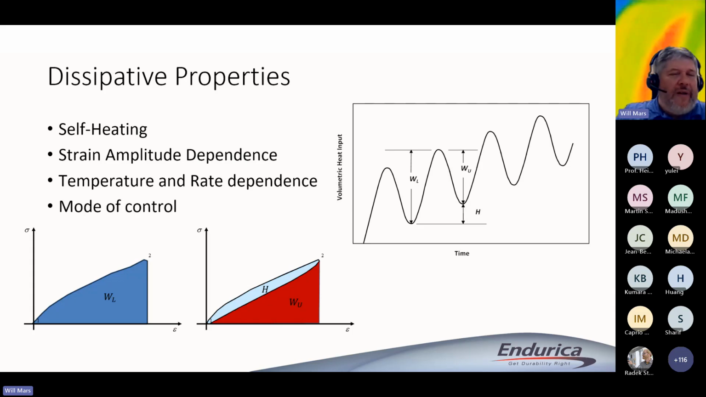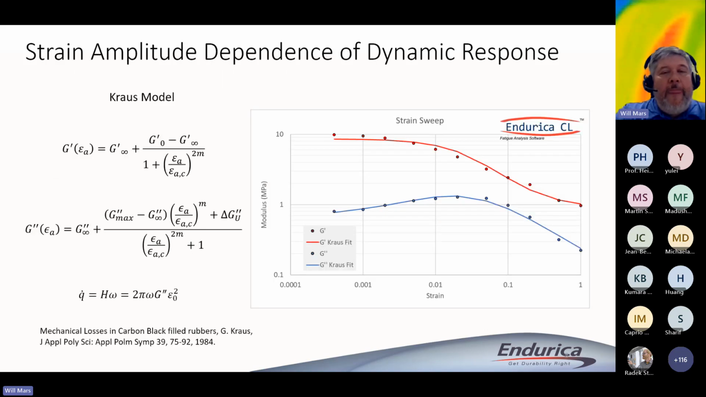So we'll talk a little bit about self-heating. We'll talk about the strain amplitude dependence of self-heating in the rubber. We can also talk about the temperature and rate dependence of self-heating, and I also want to just briefly mention mode of control, right? Stress control, strain control, and so on. So first of all, let's talk about the strain amplitude dependence.